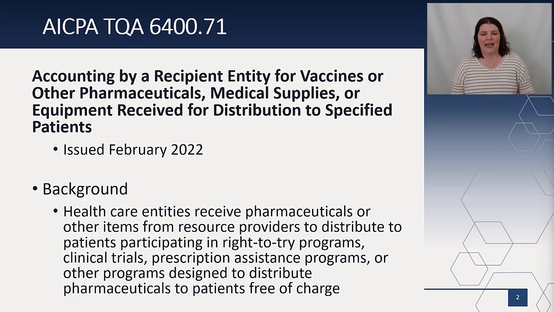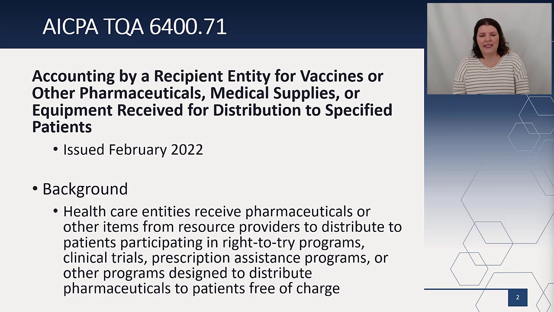The AICPA issued a TQA, or technical Q&A, 6400.71, and the topic is accounting by a recipient entity for vaccines or other pharmaceuticals, medical supplies, or equipment received for distribution to, here's that key term, specified payments. This was just issued in February 2022, and it's trying to address a very interesting issue related to the vaccine rollout for COVID-19, but also on a much larger scale. You'll notice that they don't limit it to vaccines. They really look at it for this concept of a specified party.